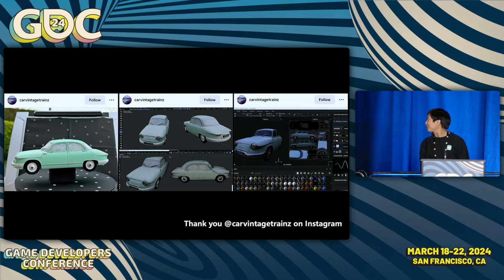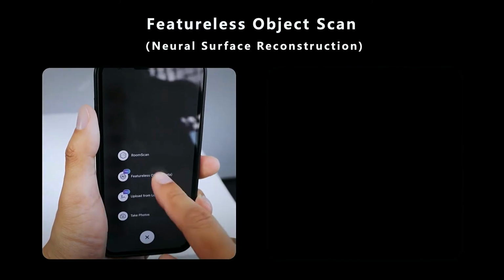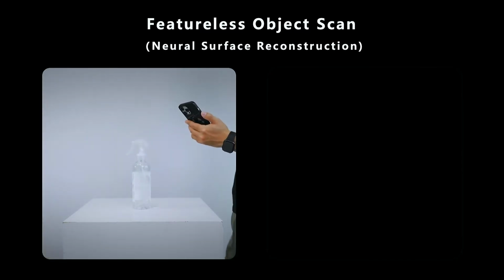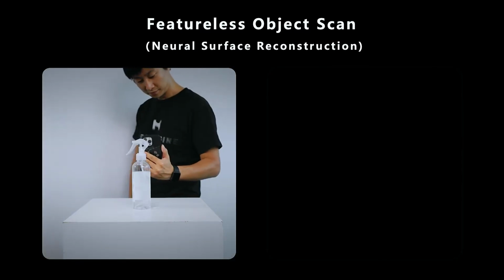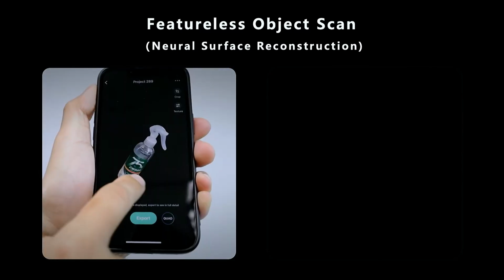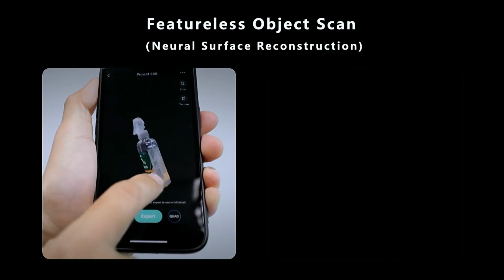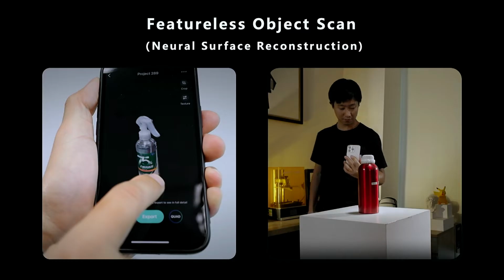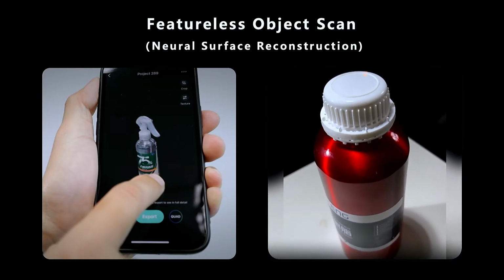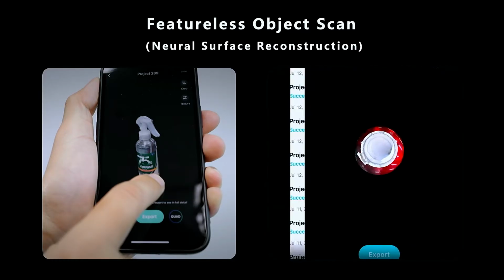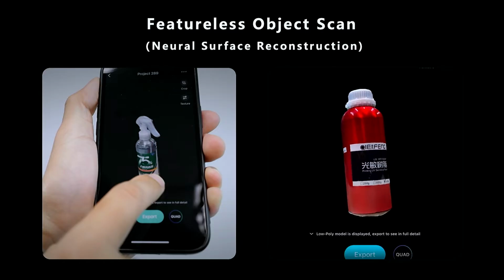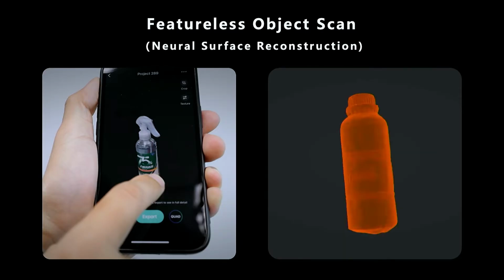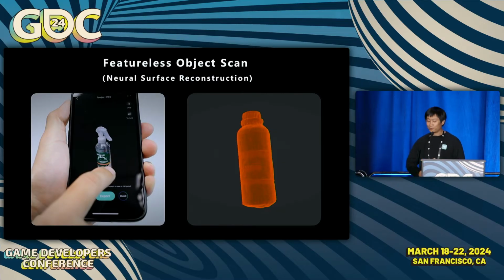It's really cool. Another thing I personally really like, what really sets Cury Engine apart from other software, is that we can, for the first time, 3D scan transparent and shiny objects, which was unbelievable before for photogrammetry. Thanks to a new technology called neural surface reconstruction, or NSR for short. In Cury Engine, it's featureless object scanning.